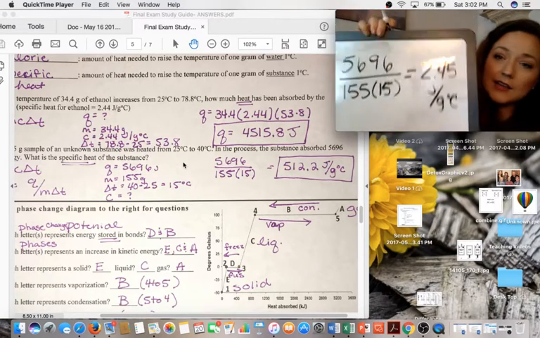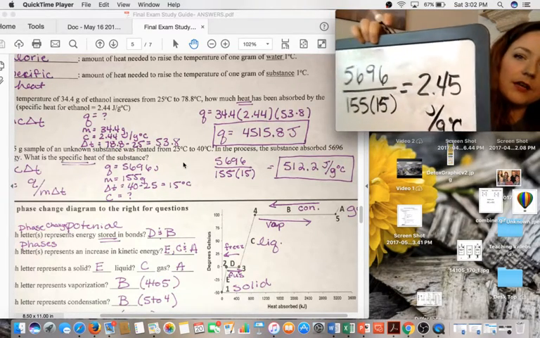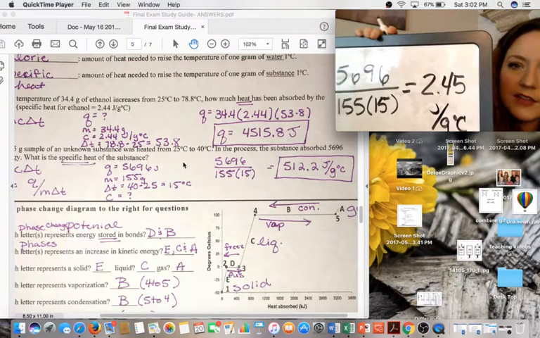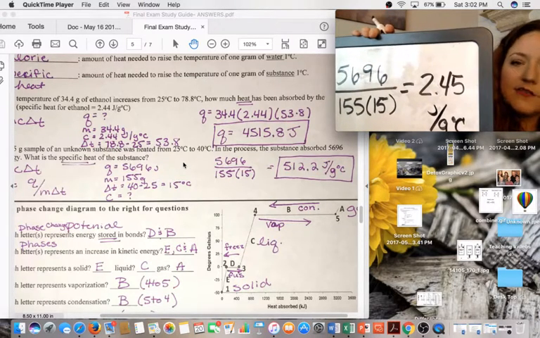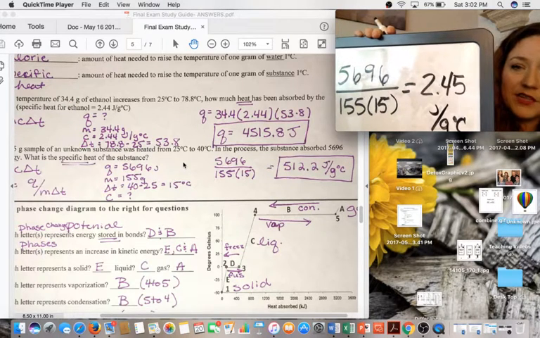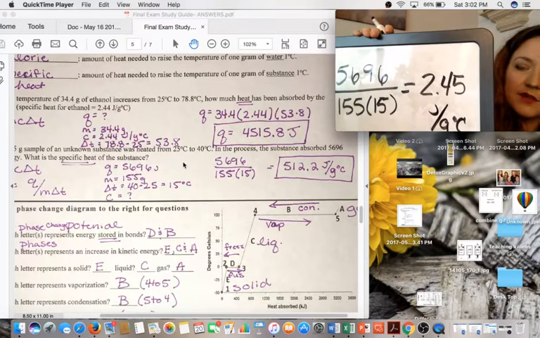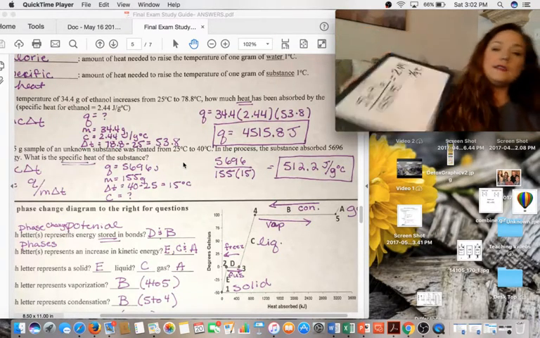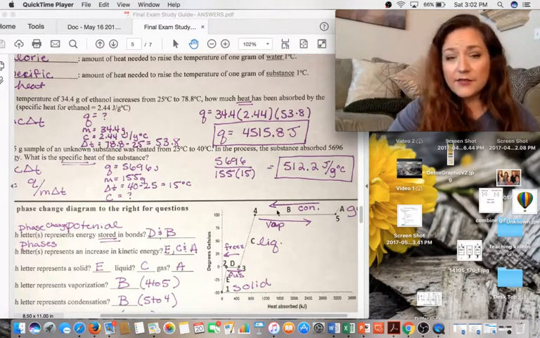You should get that answer. Ignore the answer I have on my screen. But when you have 5,696 divided by 155 times 15, you should get 2.45 joules per gram degrees Celsius. That is the correct specific heat for that.